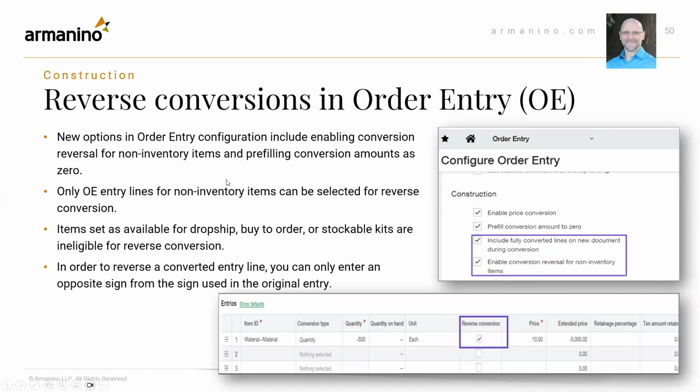Now, a couple of things here. It can only be used with non-inventory items. Items that are set for dropship, buy to order, or stockable kits are not eligible at this time for the reverse conversion. And in order to reverse a converted entry line, you can only enter an opposite sign from the sign used in the original entry.